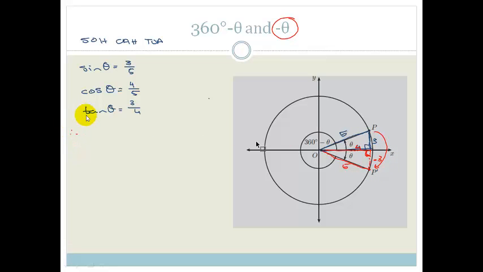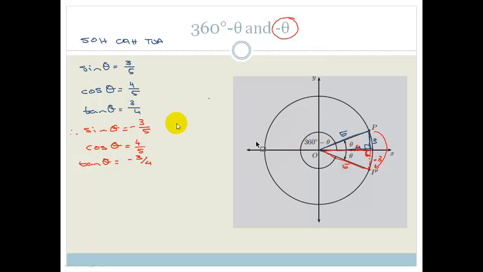So let's have a look at our red one. The sine of theta in our red triangle is equal to opposite over hypotenuse, which is minus 3 over 5. Our cos theta is adjacent over hypotenuse, which is 4 over 5, which we can see is the same as before. Our tan theta is opposite over adjacent, which is equal to minus 3 over 4.